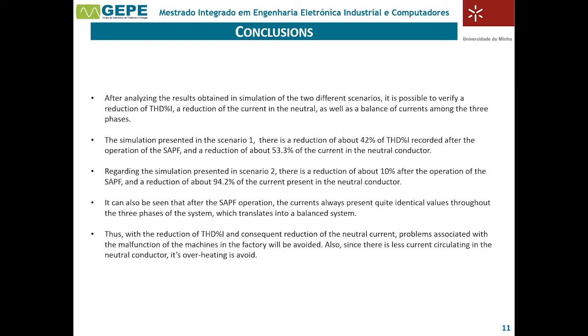Regarding the simulation in scenario 2, there is a reduction of about 10% after the filter's operation in terms of current distortion, and a reduction of about 94.2% of the current present in the neutral conductor. It can also be seen that after the filter's operation, the currents are quite identical. This means that the filter was able to balance the current in the three phases, which translates into a balanced system.